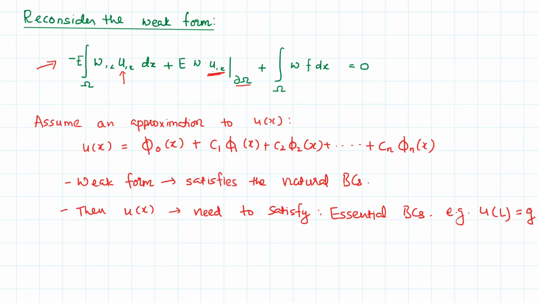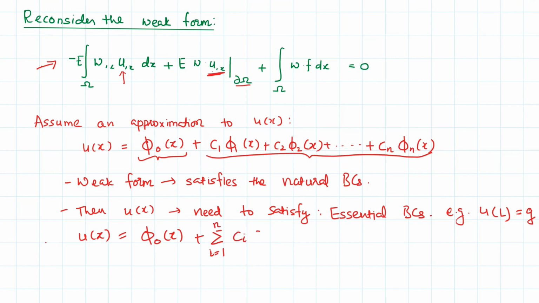For convenience, let's try to divide the assumption of u of x into two segments. One segment is phi0 of x and the other segment is the rest of the functions. Let's write that down once more in a more compact form. So u of x is equal to phi0 of x plus summation over all the i's varying from 1 to n, coefficient ci times the function phi i of x.